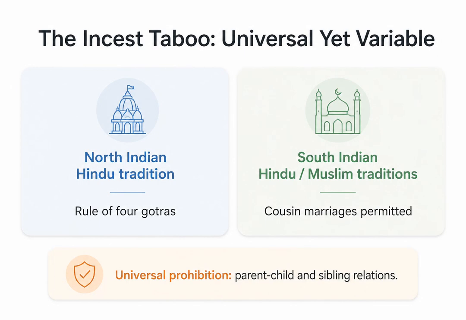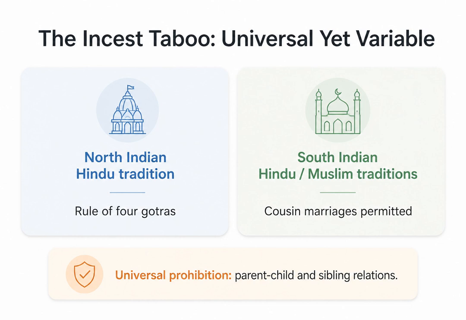It is worth noting that while the consanguineous stage lacked it, every known human society today has some form of incest taboo. However, exactly which relationships are considered incestuous varies wildly across cultures. For example, in North Indian Hindu tradition, the rule of 4 gotras strictly prohibits marrying anyone sharing a common ancestor within 5 generations on either the mother's or father's side. But in South Indian Hindu communities, cousin marriages and even uncle-niece marriages are common and acceptable.